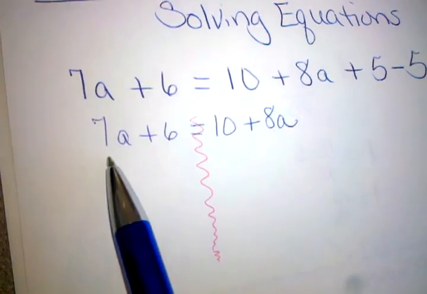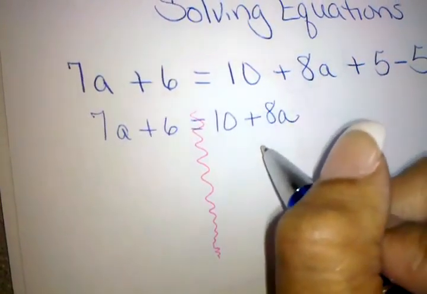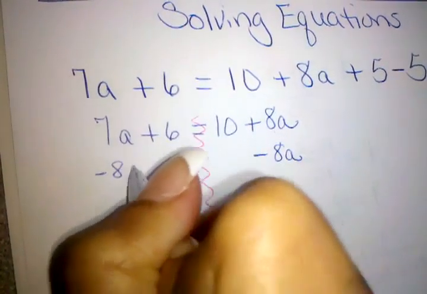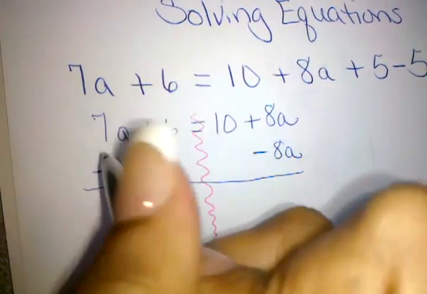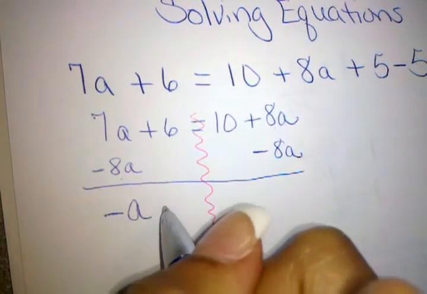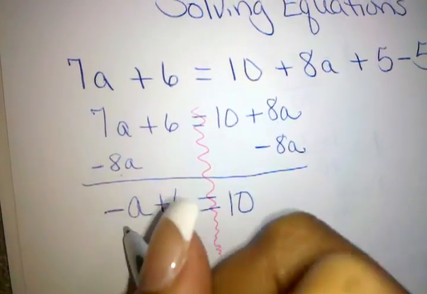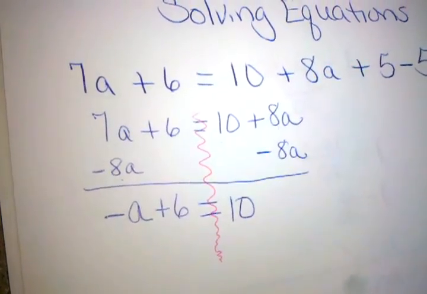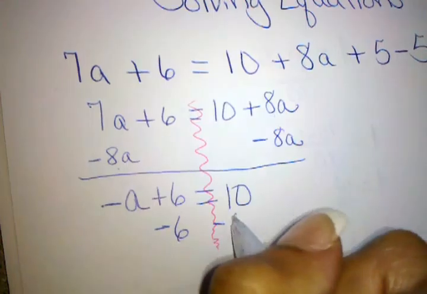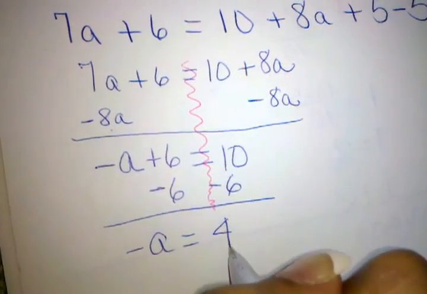So when you're moving it across the river, you do the opposite operation. This 8 is positive. We are going to subtract it. And we get 7a minus 8a, which gives us negative 1a plus 6 equals 10. This is a two-step or one-step equation. You can subtract 6 from both sides, and you get negative a equals 4.